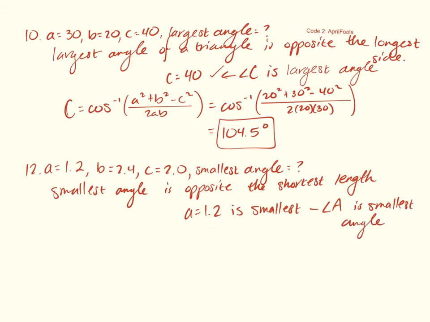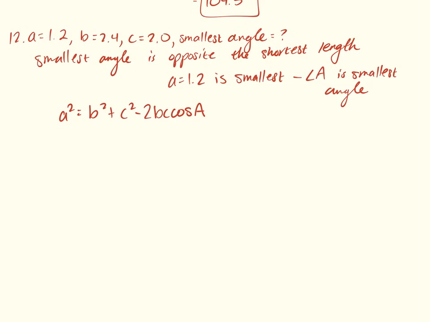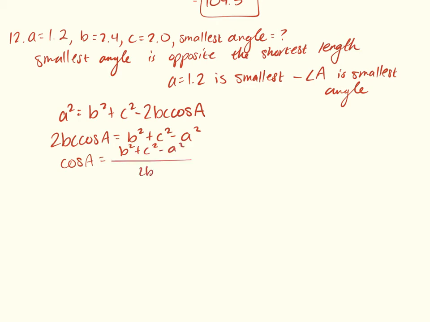So I'm going to rewrite the formula for A squared. So we have A squared is equal to B squared plus C squared minus 2BC cosine of A. I'm going to rewrite this into the form we see above for angle C, but just with angle A this time. So I'm going to get the 2BC cosine A by itself and everything else on the right side. I'm going to divide by 2BC. And I get that A is cosine inverse of B squared plus C squared minus A squared over 2BC.